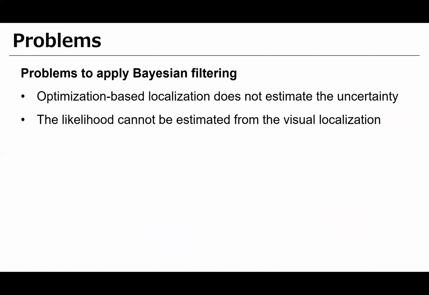However, we have a problem. In order to apply Bayesian filter, we need to estimate the likelihood distribution. That is, we need to determine uncertainty of the camera-based localization results. However, the optimization-based localization does not output the uncertainty.